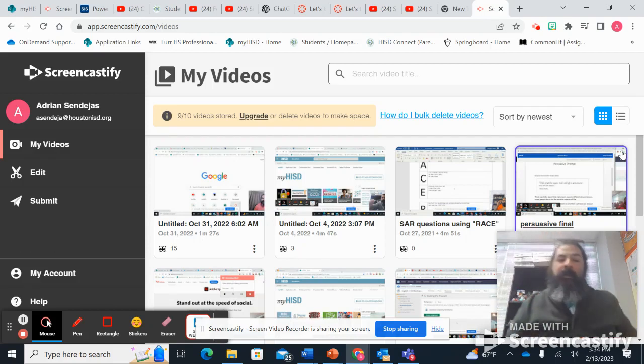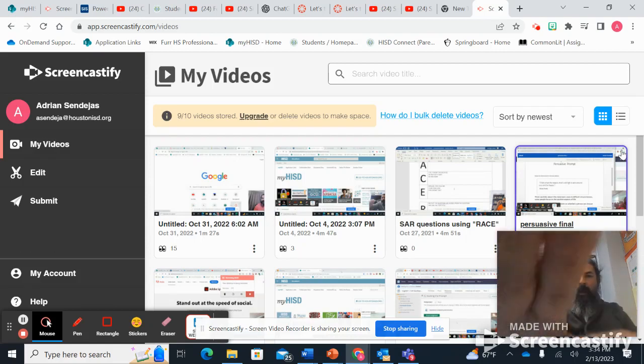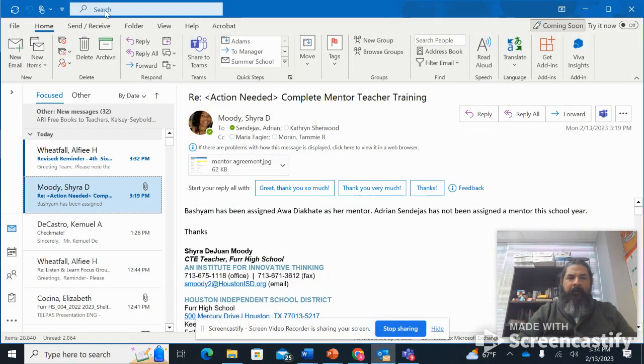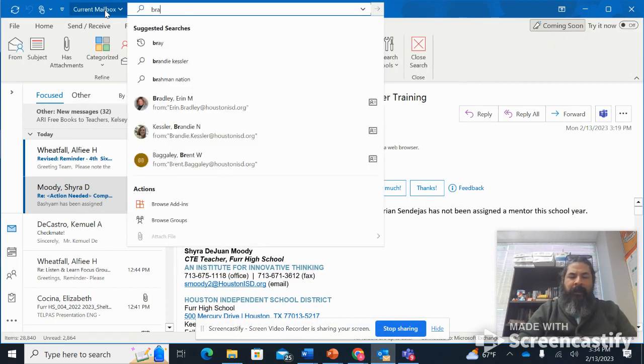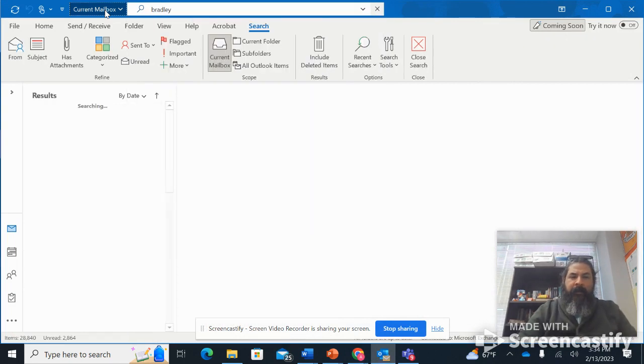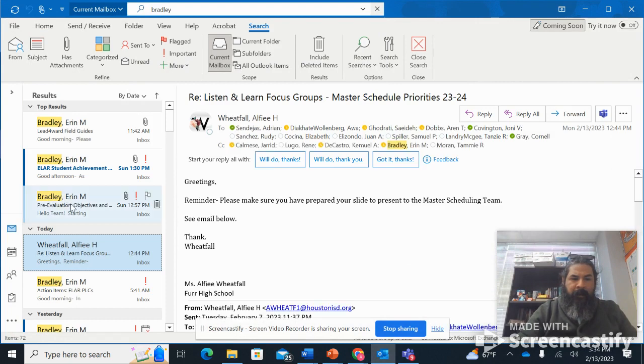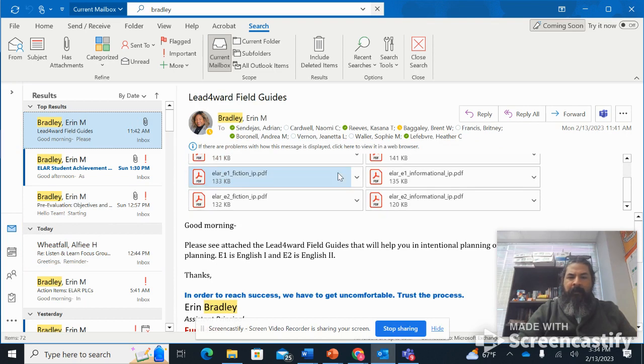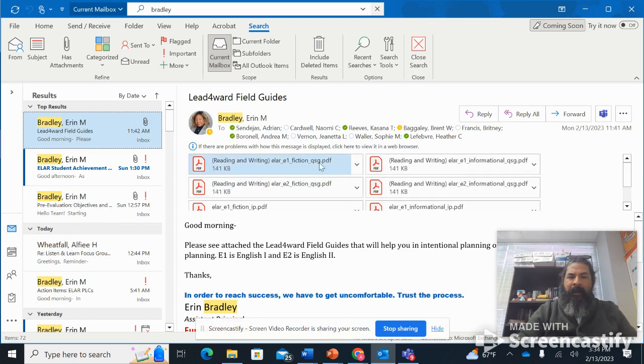Okay, guys, so today we're going to talk about those high leverage TEKS. If you would check your email, there is an email sent out by Miss Bradley, and it's going to say Lead Forward field guides. These are all the field guides with all the high leverage TEKS. I'm going to skip the reading and writing ones.